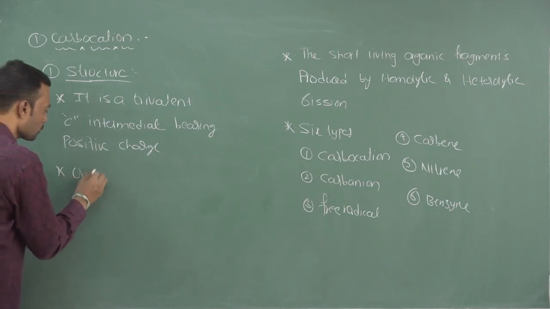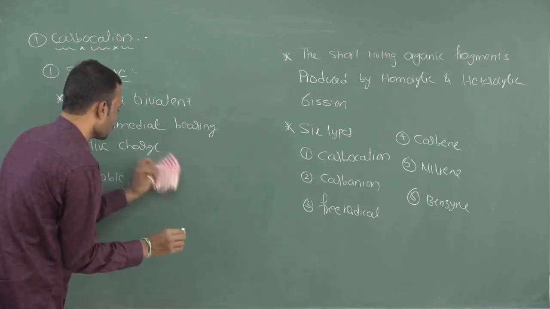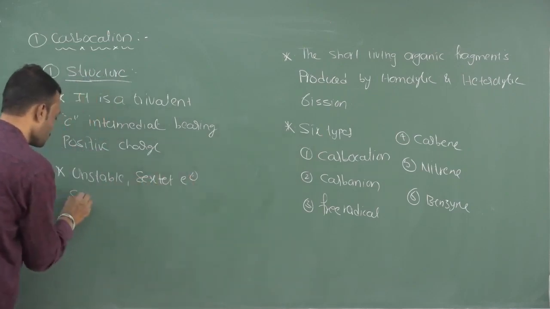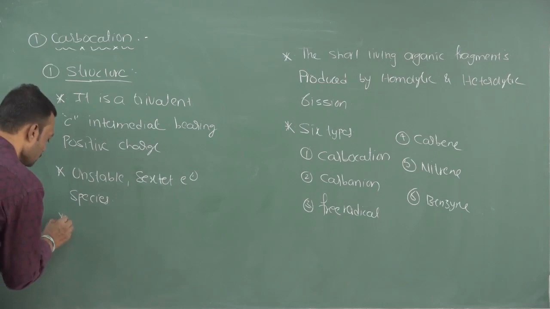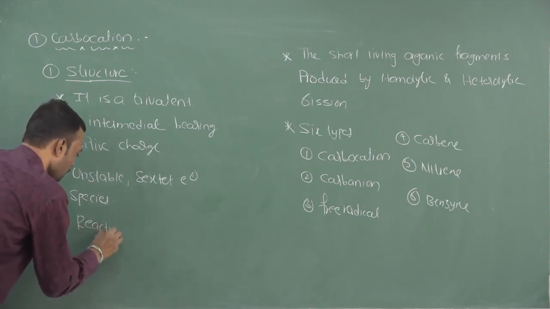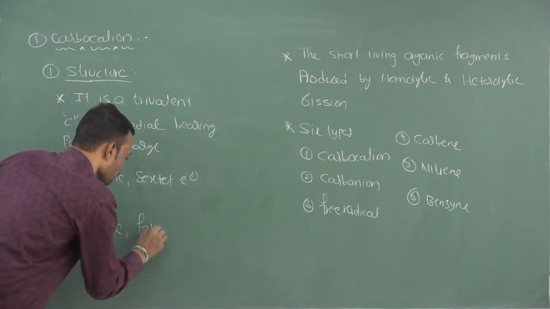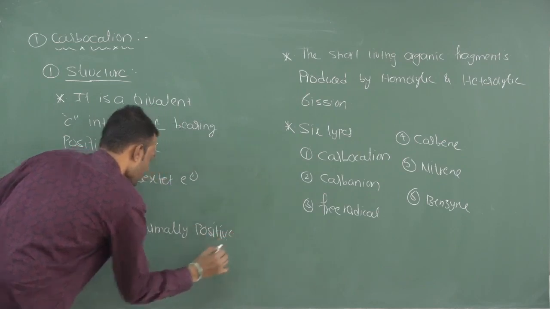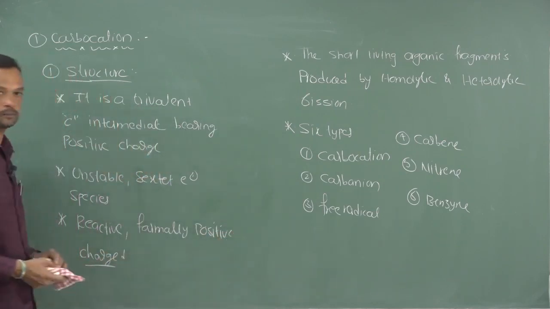Now a carbocation is found to be unstable, and this is a sextet electronic species. They carry 6 electrons, that's why it is called sextet, and it is found to be unstable. This molecule is also reactive, and this is a formally positive charged species. Formally positive charge means they carry a positive charge here.